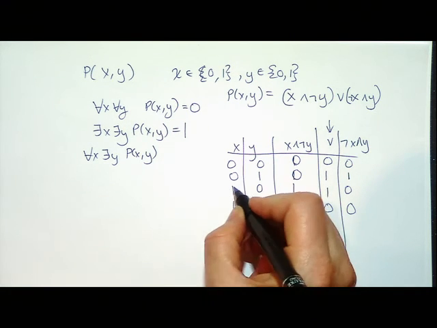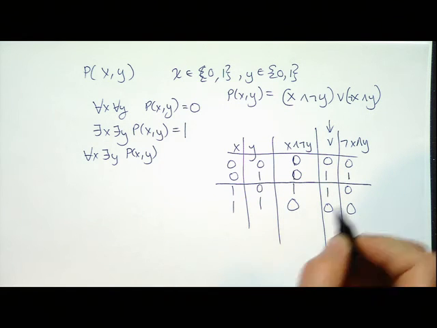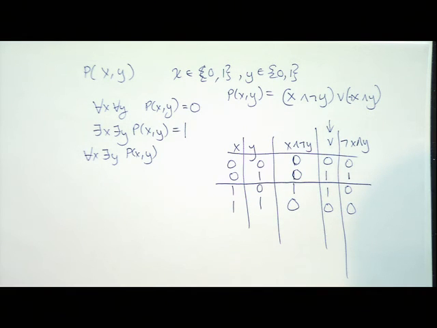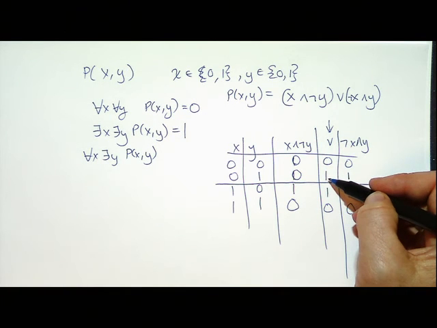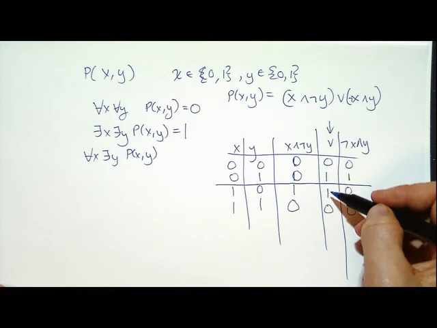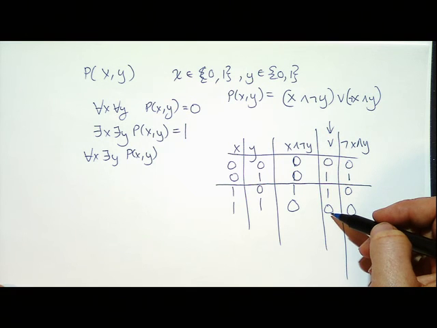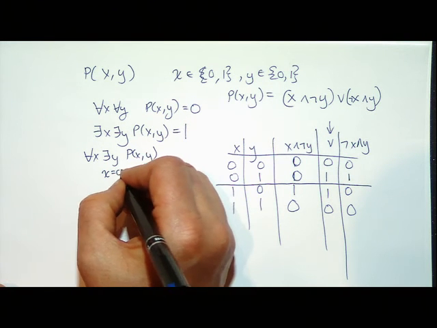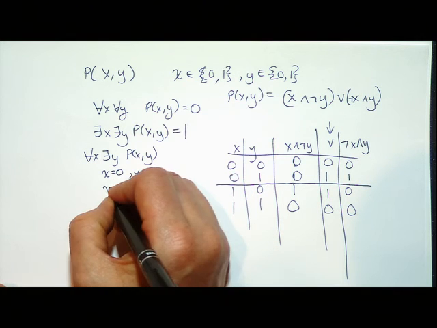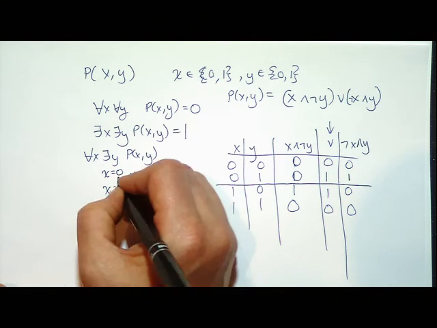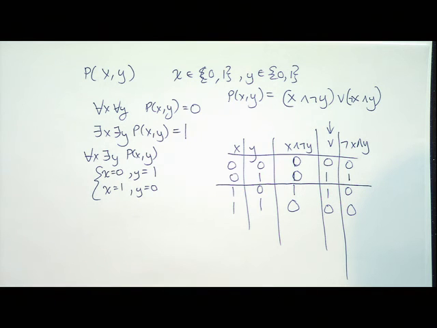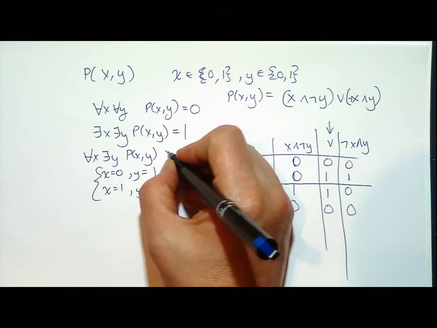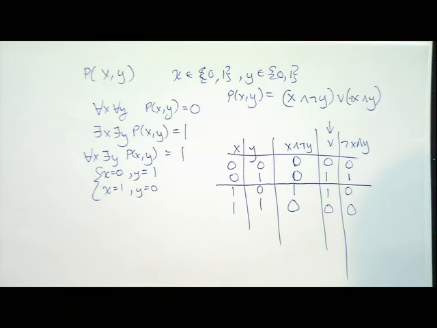So the easy way to do this in a truth table is just to split the table for the x values. And in the top part of the table, make sure there's a 1. There is. Right? And in the bottom part, make sure there's a 1. There is. So for x equals 0, I can use y equals 1, and for x equals 1, I can use y equals 0, and now I have shown that for every value of x, there is a value of y that makes this true, so this is true. P of x, y is exclusive OR.